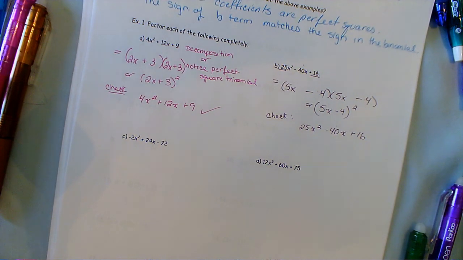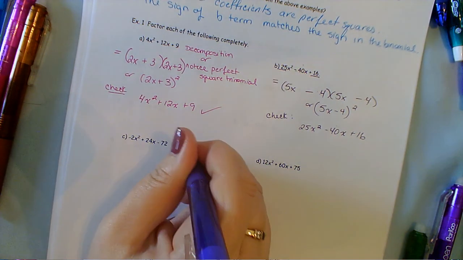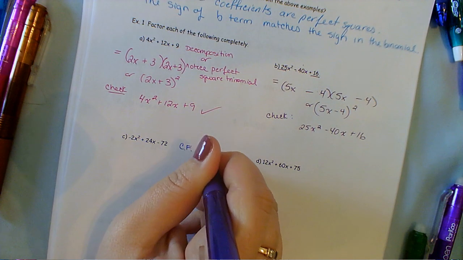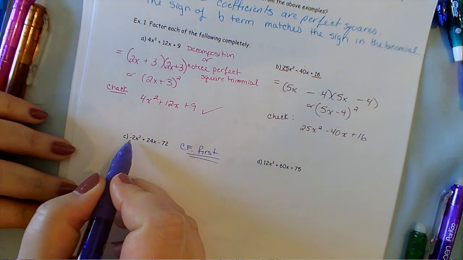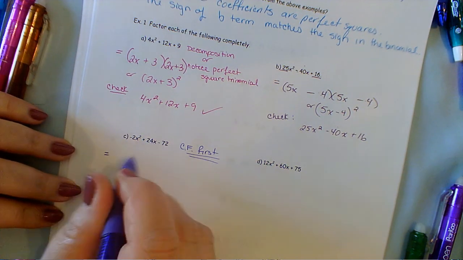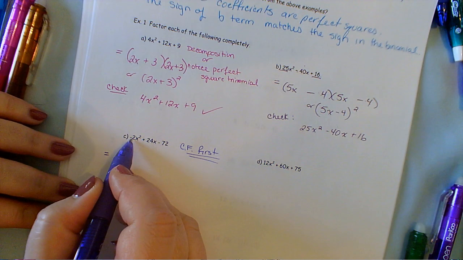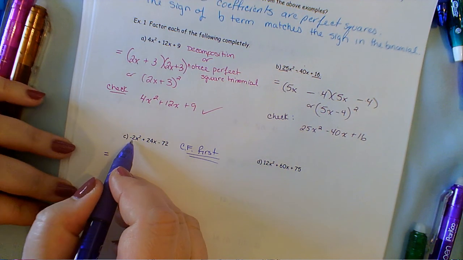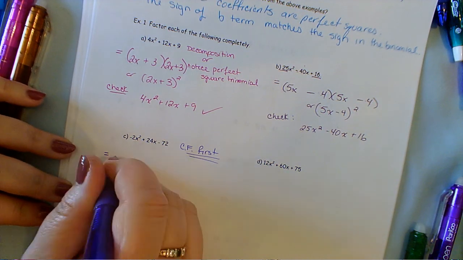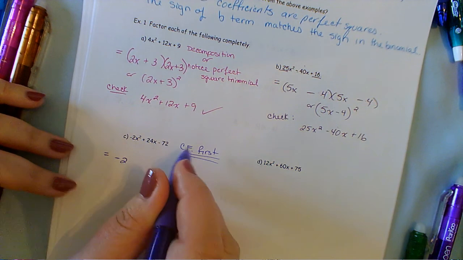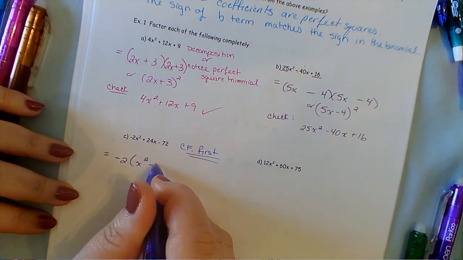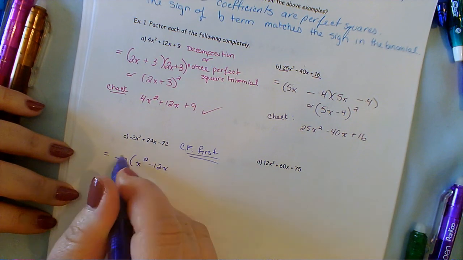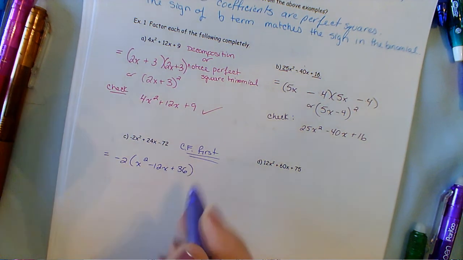Those aren't perfect squares. But you have to remember common factor first. If you see a common factor, you should always pull that out first. So something that goes into 2, 24, and 72. I'm going to pull out the negative as well, because I don't like the beginning starting with a negative. So negative 2 goes into everything. Nothing else comes out. So positive x squared, negative 12x, positive 36.